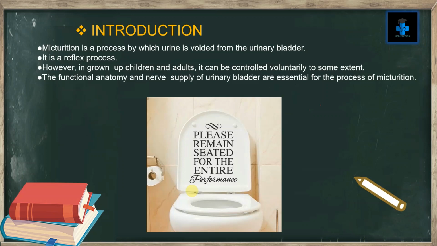Introduction. Micturition is a process by which urine is voided from the urinary bladder. It is a reflex process. However, in grown-up children and adults, it can be controlled voluntarily to some extent. The functional anatomy and nerve supply of urinary bladder are essential for the process of micturition.